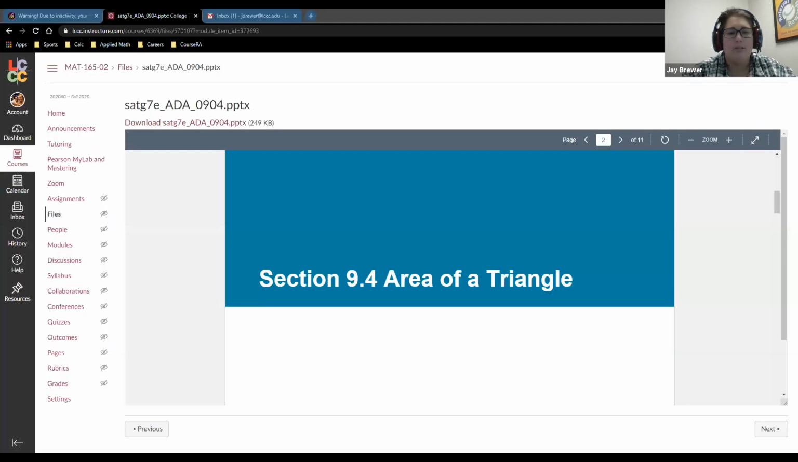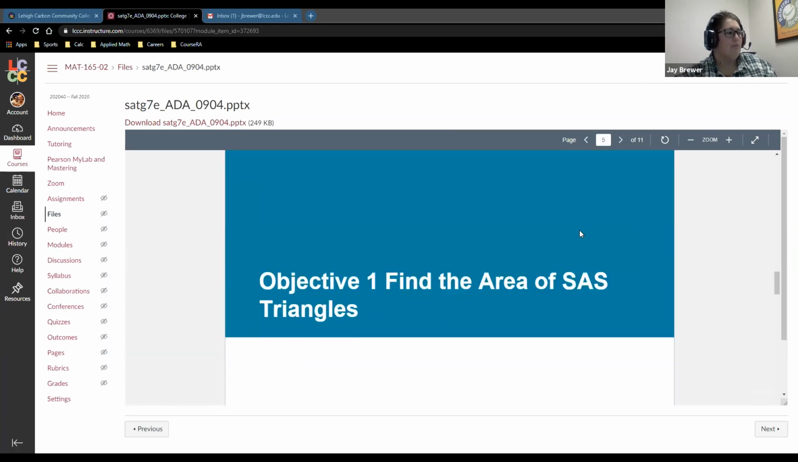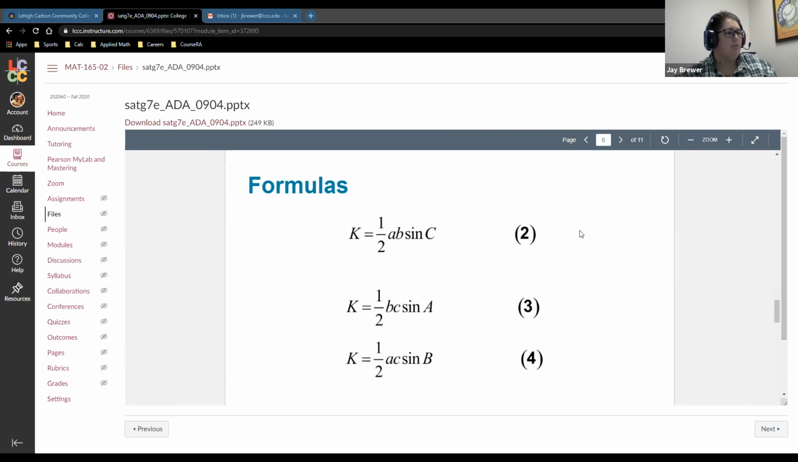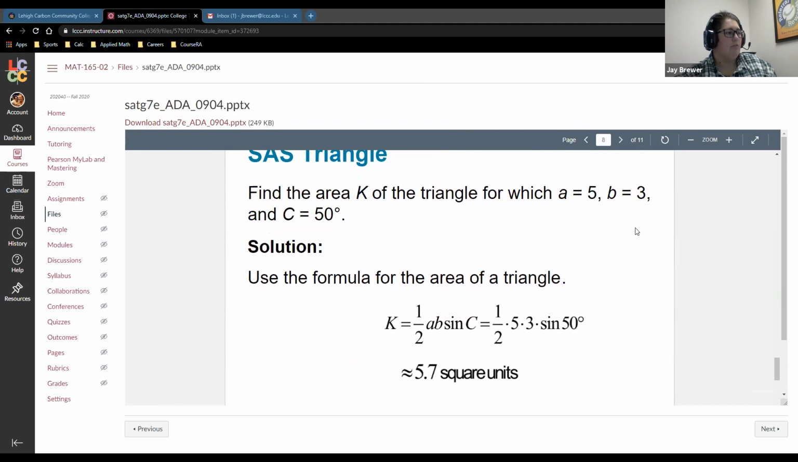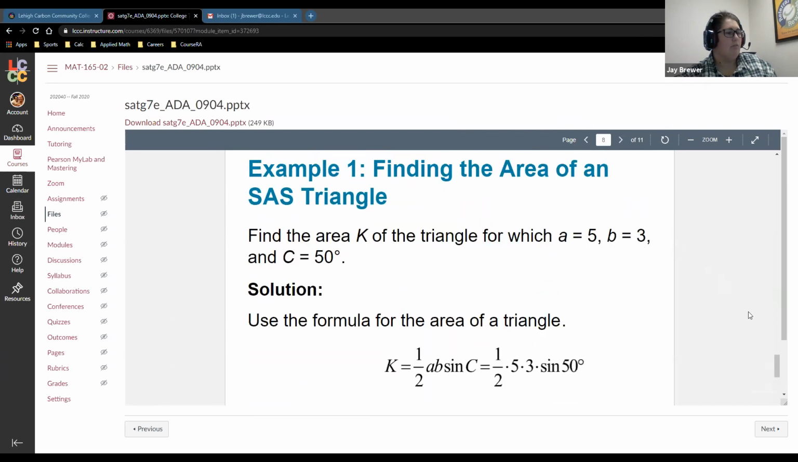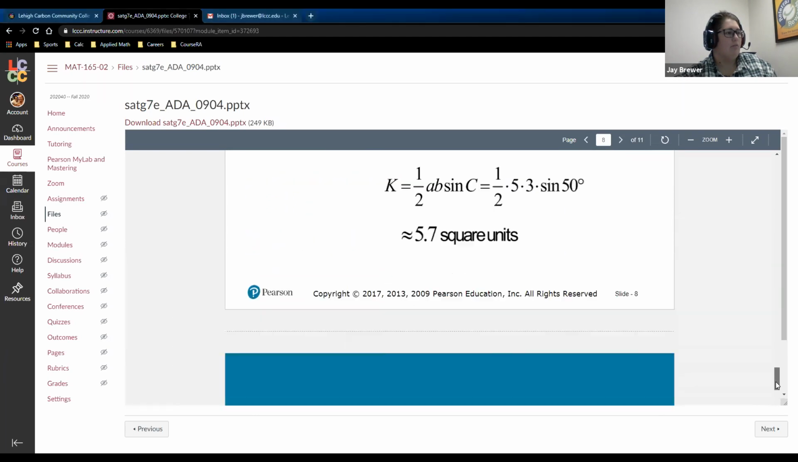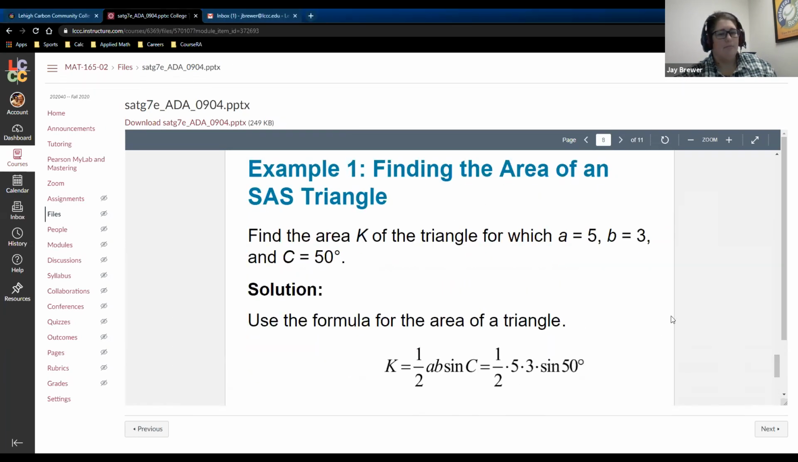All right. So let's look at area of a triangle. So we're going to find the areas of side angle side triangles and the area of side side side triangles. So go ahead and write down your first theorem. And honestly, this section is super, super short.